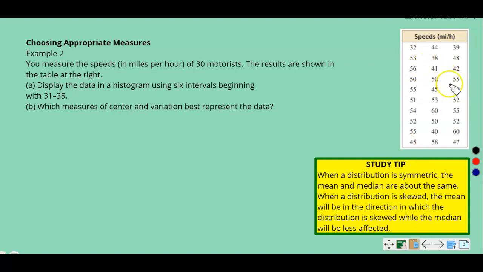All right, so you can see in the table here, they give you the 30 speeds. So the first thing we need to do is make a frequency table, and it's telling us what the intervals should be. So the intervals are going by fives, and it starts 31 through 35. So then 36 through 40, etc. And then you just have to count how many different speeds are going to show up in each interval, and that would be considered the frequency. So let's pause the video, go ahead and make a frequency table, and then we can make a histogram from that frequency table.